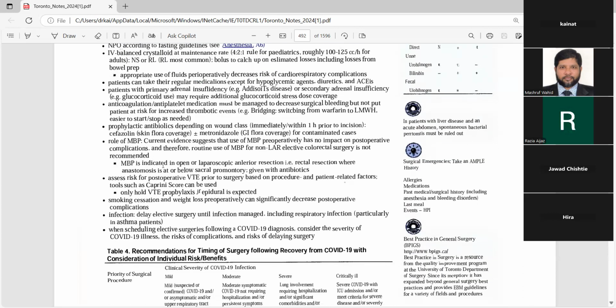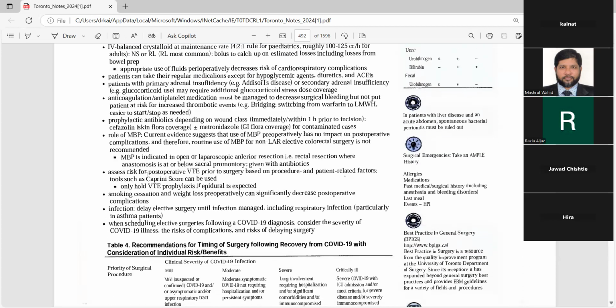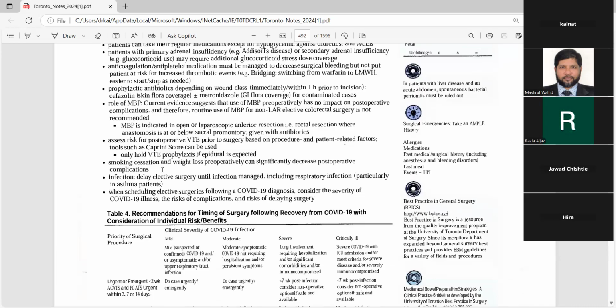So this one is not a laparoscopic anterior resection. So just read this one. Smoking, this one is very important. Smoking cessation and weight loss preoperatively. Now the question that can come is the patient does not want to stop. In that case, we try to counsel, and we document that the patient did not stop. Now, if the surgery is an emergency, then we will proceed with it. But if it's an elective surgery, we can always hold it, okay?